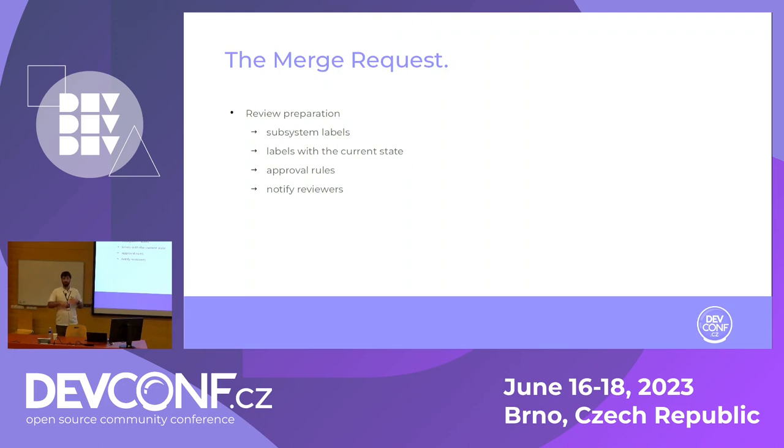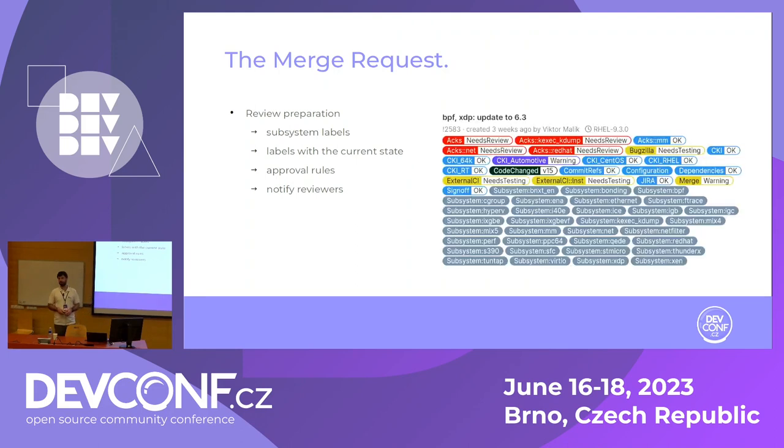Then there will be some labels added. Actually, quite a lot of labels. So this is an example of one merge request. There are subsystem labels here. Basically, those indicate which subsystems were touched or modified by your submission. This is a large merge request. It has, I don't know, 300 or 400 commits, so it touches a lot of subsystems. There are labels with the current state, like needs review or CKI and so on. It will also add approval rules to the GitLab merge request, meaning it will list people who should review the merge request, and it will notify them.